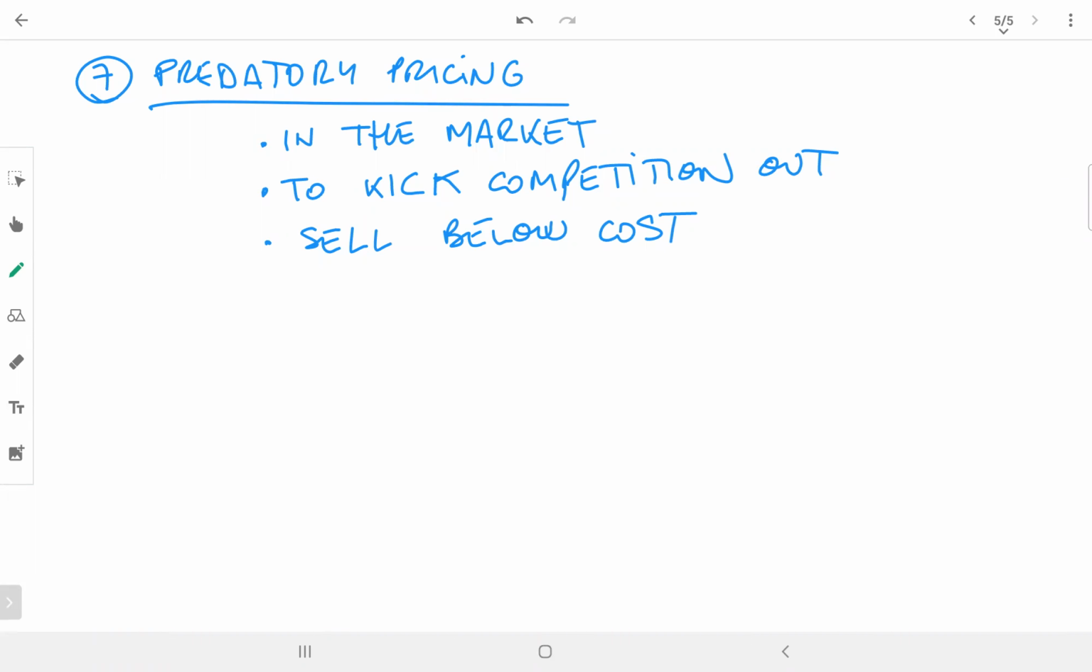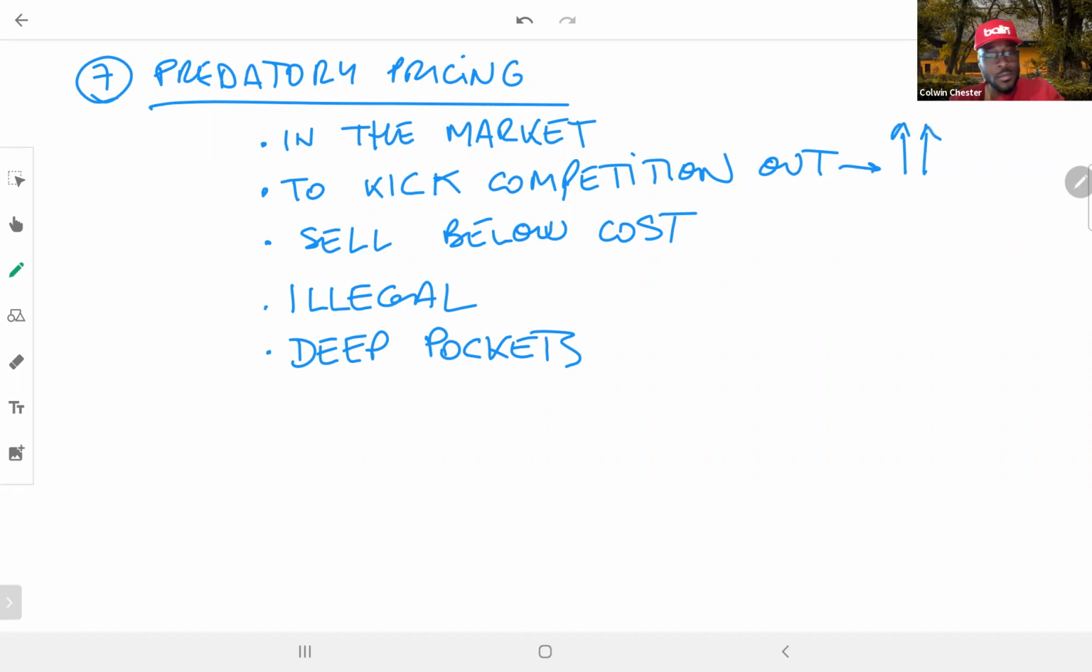This is, by the way, illegal, but it's very, very difficult to prove. And what you need to have? You need to have a ton of money, right? You need to have deep pockets, because you are going to be losing money on purpose until you kick competition out. What do you think is going to happen to prices once you've kicked competition out? Once you're the only one, goes back up. Then you're going to raise prices. Absolutely.